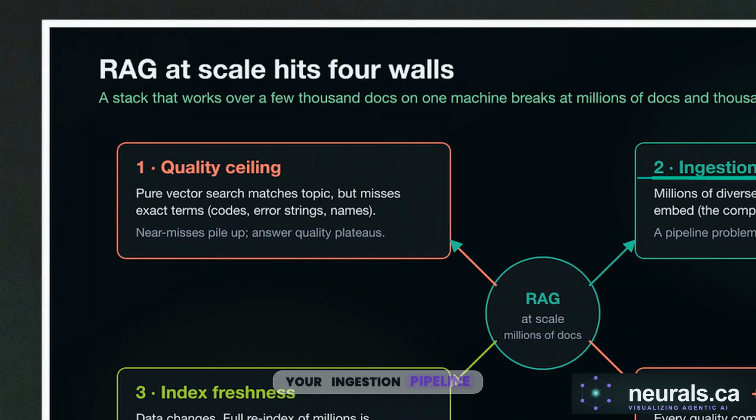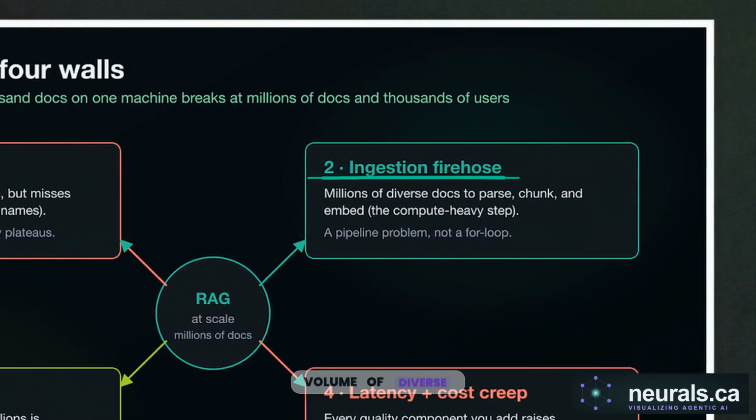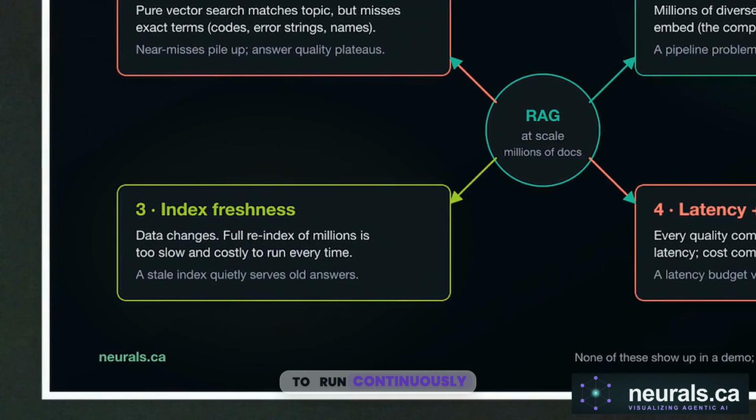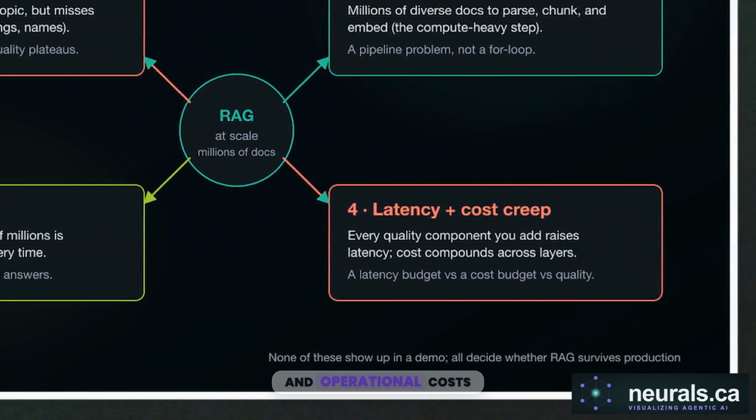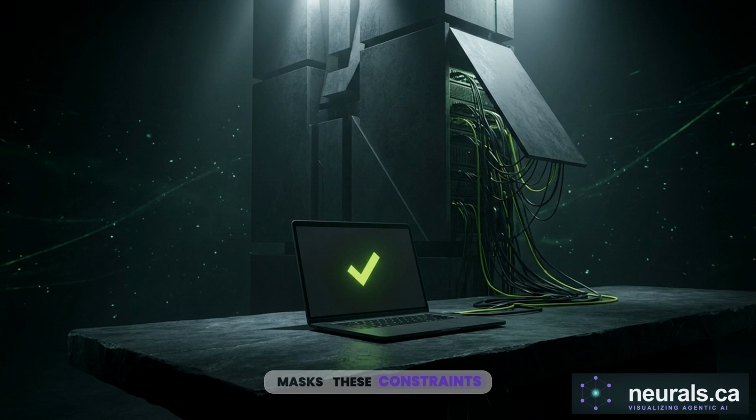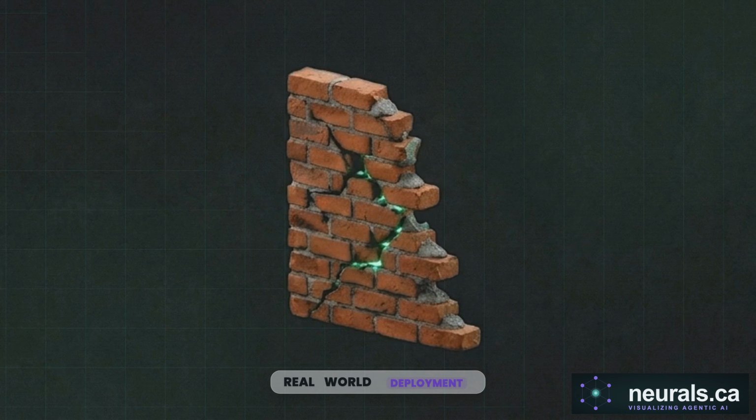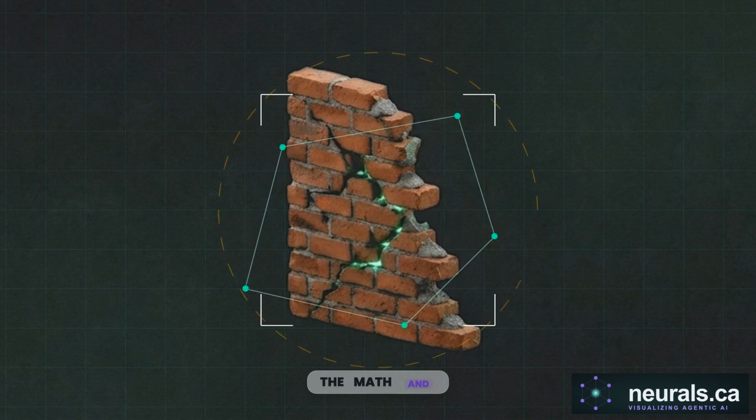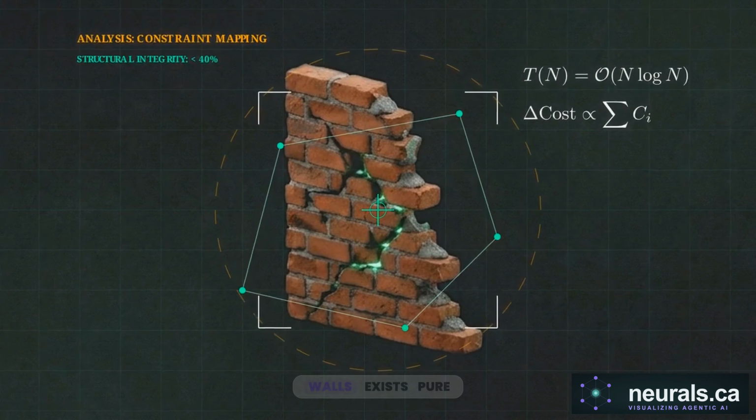Second, your ingestion pipeline buckles. Processing that volume of diverse files, chunking them, and running the compute-heavy embedding models becomes a massive bottleneck. Third, keeping that massive index fresh when source data changes becomes too slow to run continuously. And fourth, as you add complex components to fix these issues, you trigger compounding spikes in both latency and operational costs. A successful proof of concept actively masks these constraints. To build a system that survives real-world deployment, we have to look closely at the math and architecture dictating why each of these walls exists.